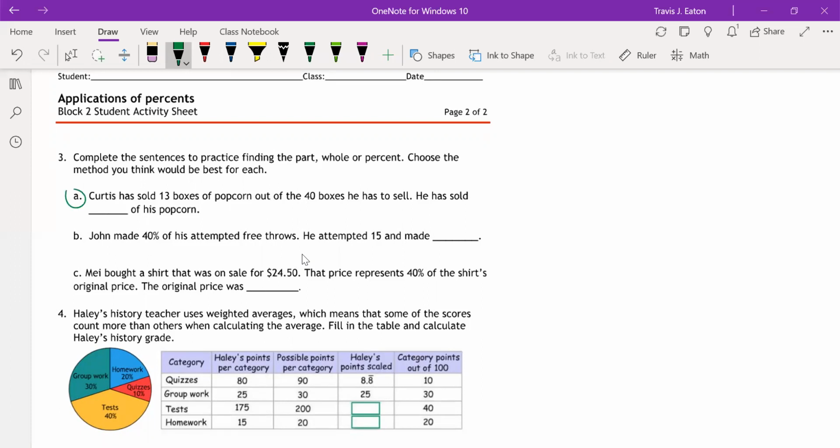Curtis has sold 13 boxes of popcorn out of the 40 boxes he has to sell. So they want to know what percentage of his popcorn he has sold. If you look at it this way, remember, part to whole. Part to whole. That would be 13 out of 40, and we want to know what percent that is out of 100.